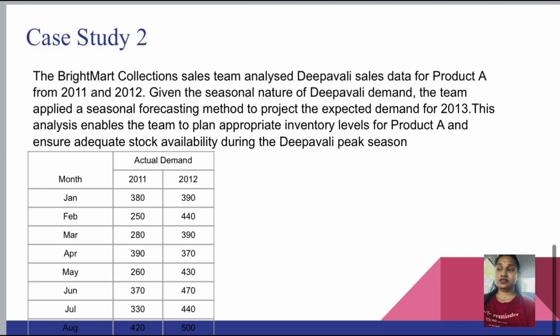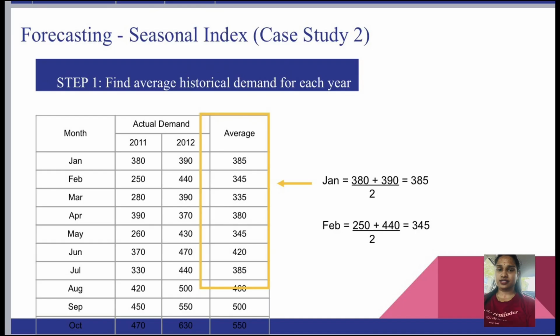Below is the data collected from previous years, which is 2011 and 12, from which we calculate the seasonal index for the next year based on the 12 months. Next, to calculate the seasonal index, as a first step, we have to find the average historical demand for each year. The formula that we're going to use to find the average is we sum up the current 2 years' actual demand and divide by 2.